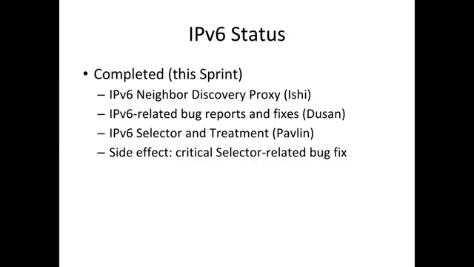Okay, so this is what we did this sprint. He finished the network discovery proxy. Then from Dusan we found a number of bugs and fixes. On my side, I finished the selector for IPv6, and there was the side effect of adding a few selector-related bugs which were fixed.